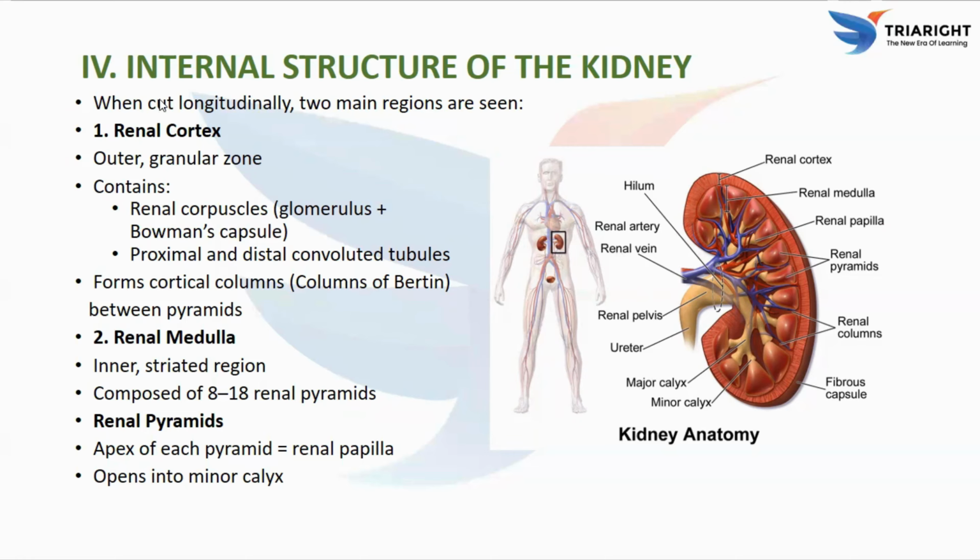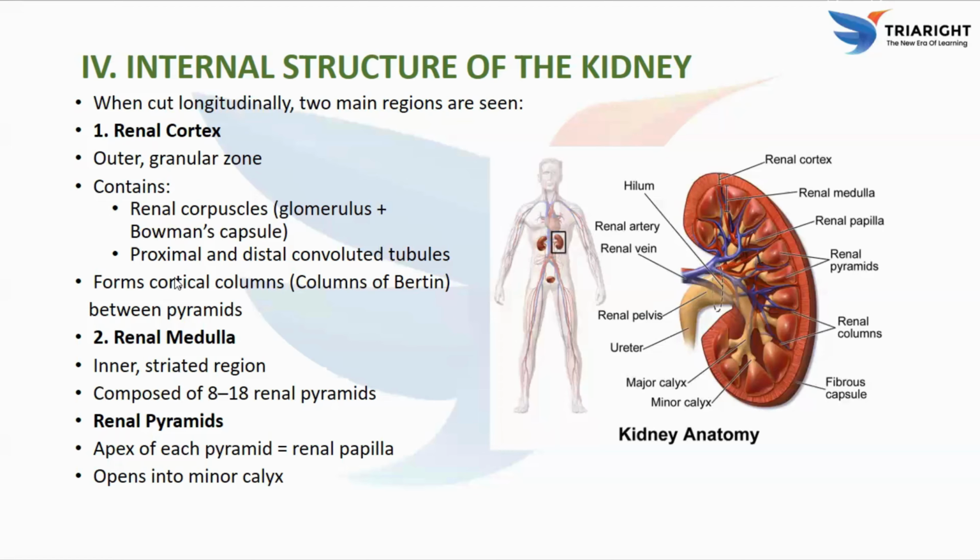So now what is the renal cortex? Where is it located? It is located at the outermost layer of the kidney. It looks granular, like grainy, because of many tiny structures. So what does it contain? Renal corpuscles. This renal corpuscle includes the glomerulus, which is a network of capillaries. It also consists of the Bowman's capsule, which is a cup-like structure surrounding the glomerulus. This is where the filtration of the blood begins.